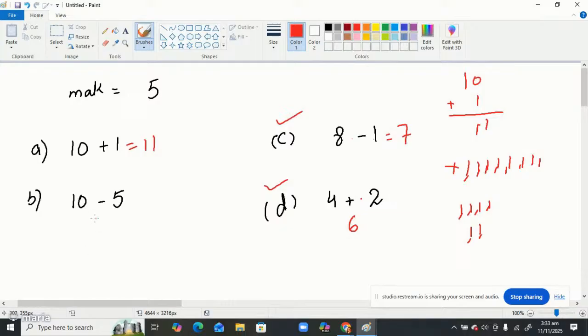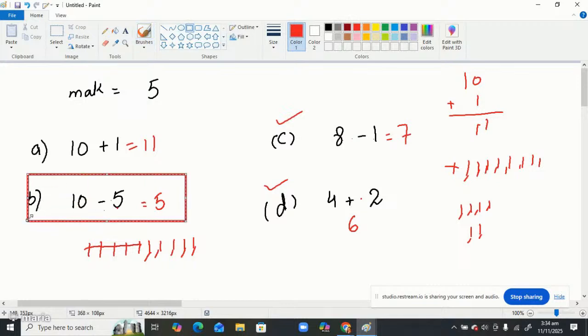Let's do this one. 10 minus 5. Draw 10 lines. 1, 2, 3, 4, 5, 6, 7, 8, 9, 10. Now you take away 5 lines. 1, 2, 3, 4 and 5. So how many lines are left? 1, 2, 3, 4 and 5. So 5, and this is your right answer. Okay, this is your right option. All right, this is the way that you make it.